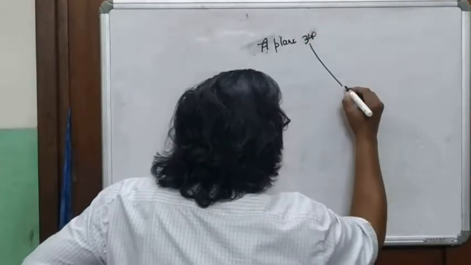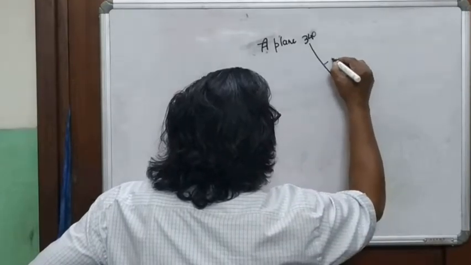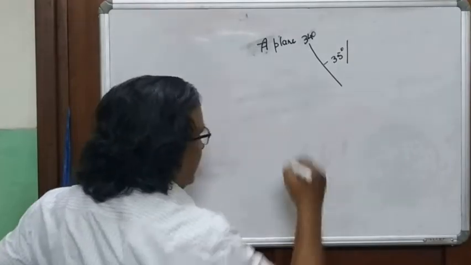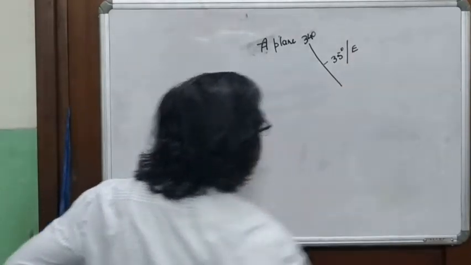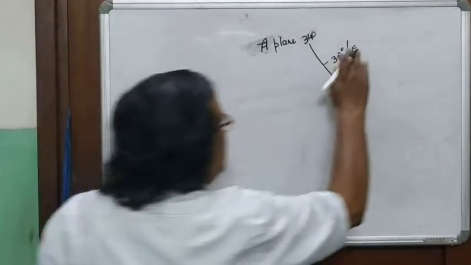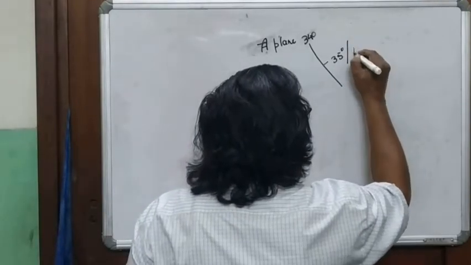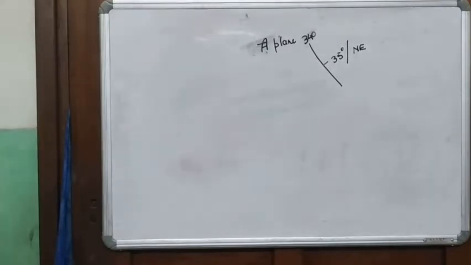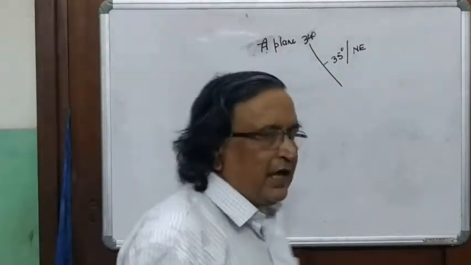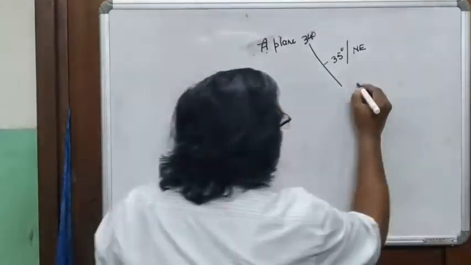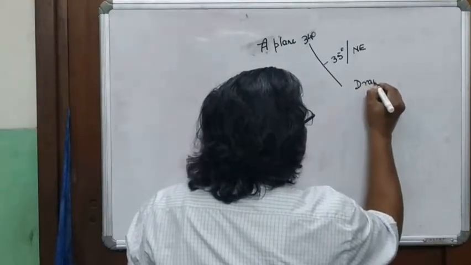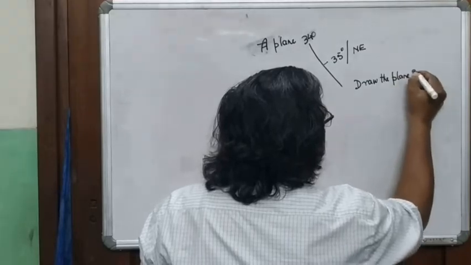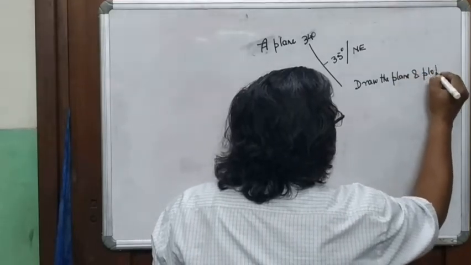340 degree, dip 35 degree towards east or towards northeast. Okay? You draw the plane and plot its pole. Draw the plane and plot its pole.